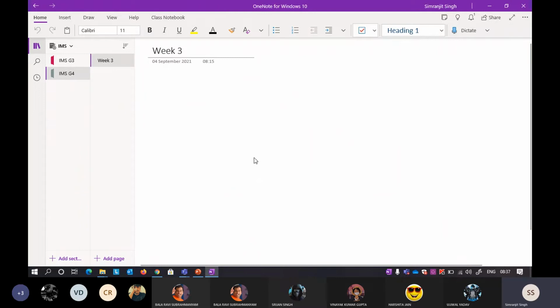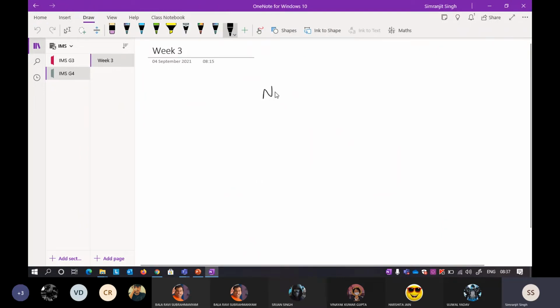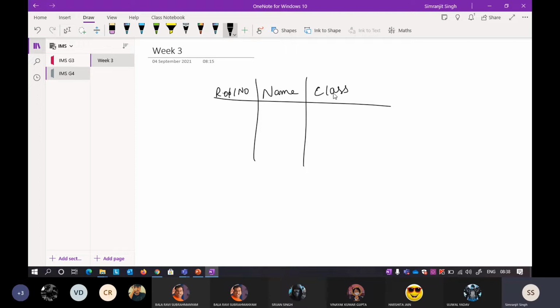Okay, so I'll just take the example. Name, then roll number. I'm just taking the simplest example. Don't worry, it will be covered again, but still you need to know about this. So name, roll number, class. One, Ram, fourth. Two, Sham, fifth.